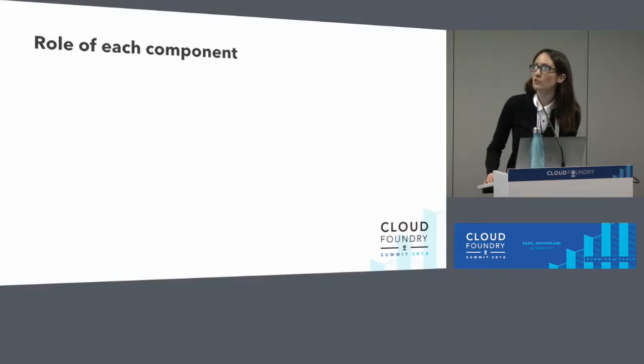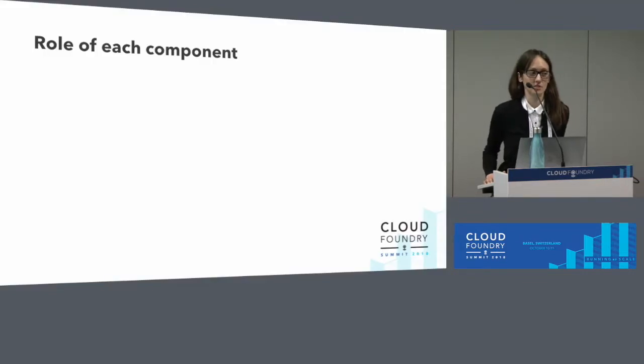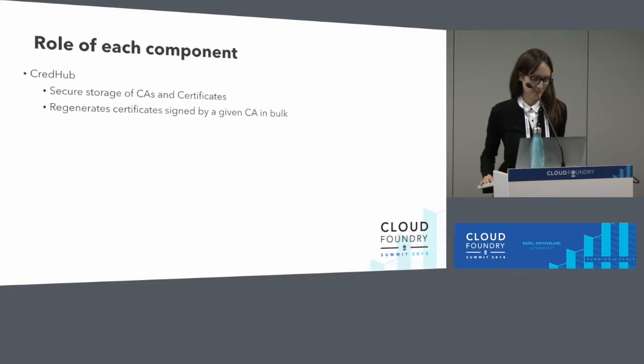So let's talk about the role of each component in that implementation. To start with, we have CredHub. That is our secure storage of CAs and certificates. It also has some convenient APIs for regenerating these certificates, and more specifically, regenerating certificates signed by a certain CA. You can do them in bulk. You don't have to do individual calls.